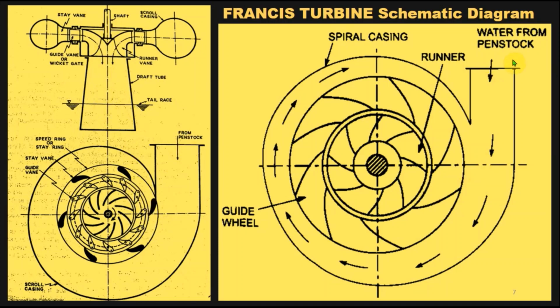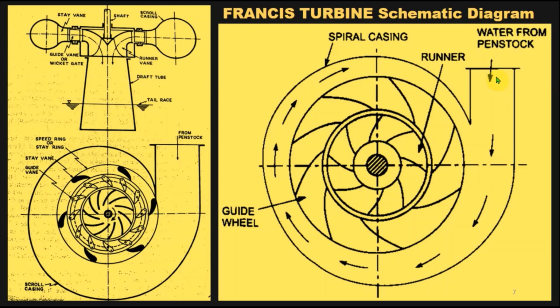Some portion of the draft tube is below the tail race and the water, and some portion is above. The water flow is indicated in this diagram. The water enters the casing circumferentially and flows inward radially through the guide vanes. Here the guide vanes are indicated. The stay vanes are not shown in this diagram. This guide vane wheel is stationary, and inside it we have the rotating runner, and on the runner we have the vanes mounted radially. These are the runner vanes, and here we have the shaft.